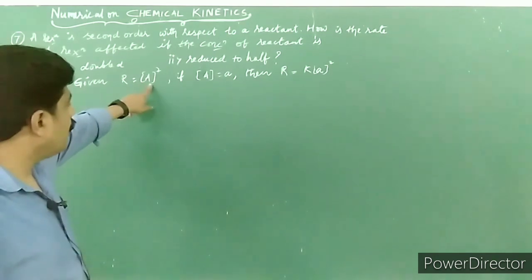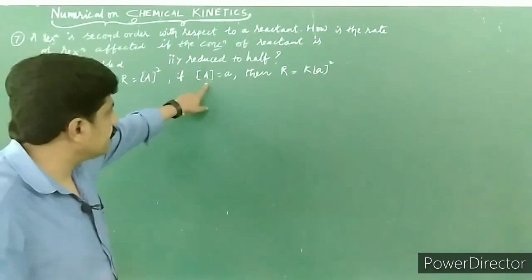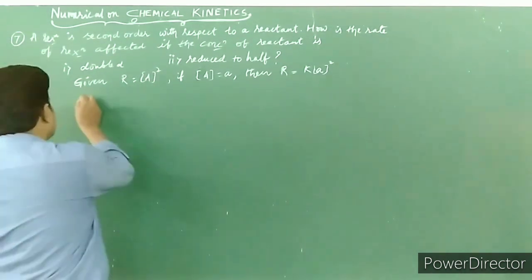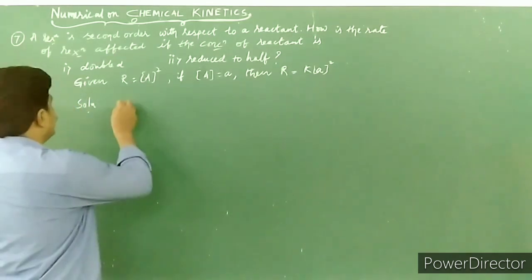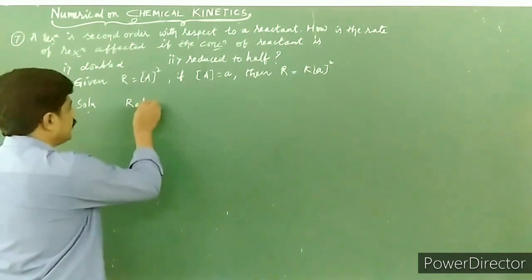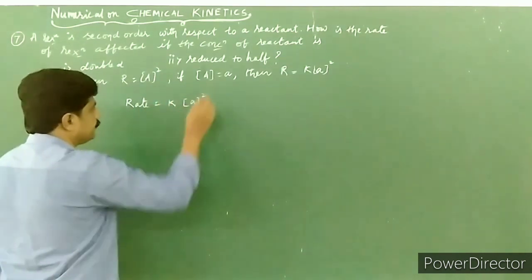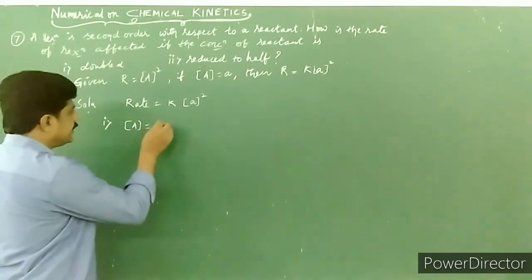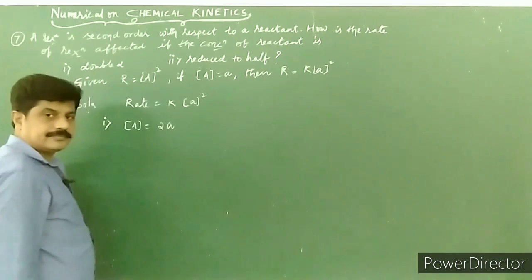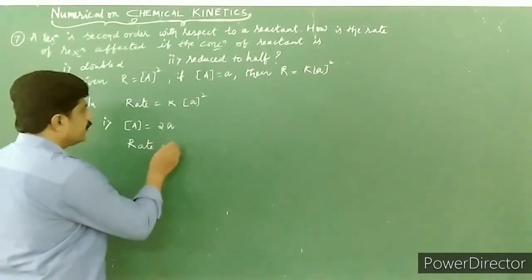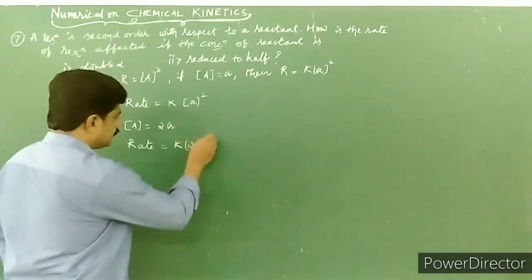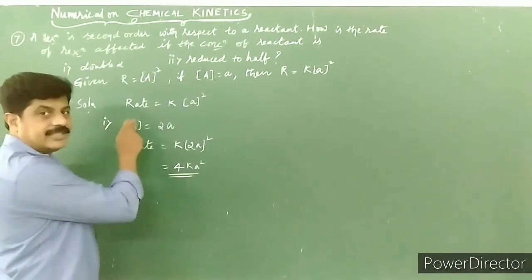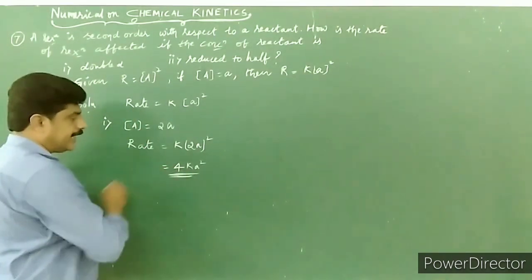Given R is equal to K into molar concentration of A raised to 2. Children, let me solve this numerical for you. Solution: we know the rate law expression is rate equals K into the molar concentration of A raised to 2, is it not? In the first part, when the concentration of reactant A is doubled, it becomes 2A. Now the rate is equal to K into 2A whole square, that is equal to 4KA square. Children, in this case, when the concentration of the reactant is doubled, the rate increases by 4 times.